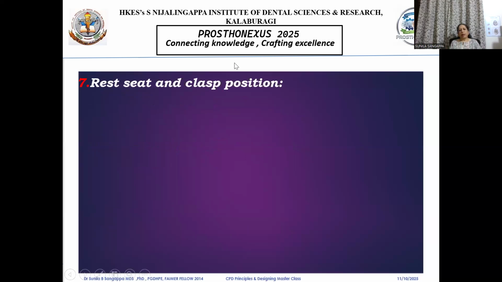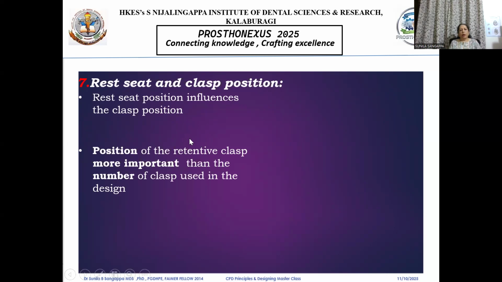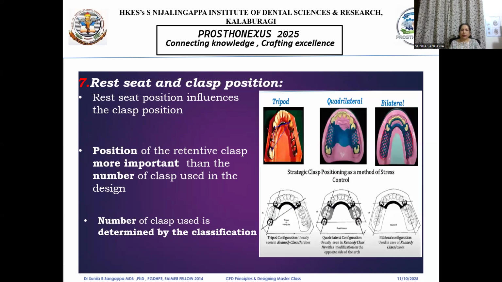Next, coming to rest seat and clasp position. Do you think they are related? Yes. Rest seat position influences the clasp position because it defines our fulcrum line, and it also influences the undercut. One thing to be noted is that the position of the retentive clasp is more important than the number of clasps used in the design. The number of clasps used is determined by the Kennedy's classification. So we basically have 3 configurations, the quadrilateral, the tripod, and the bilateral.